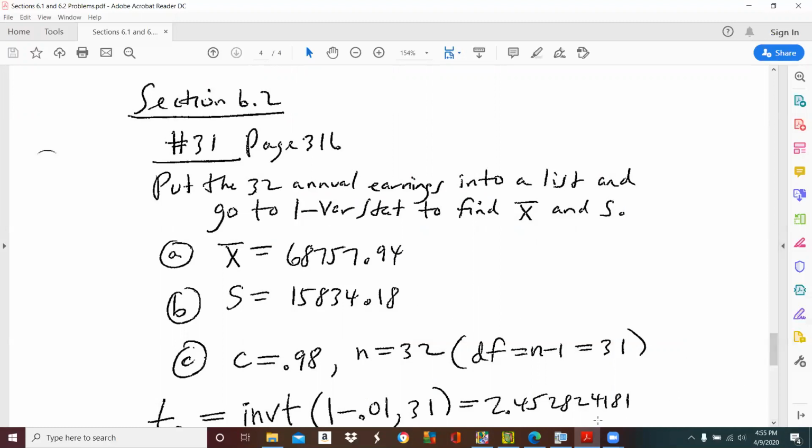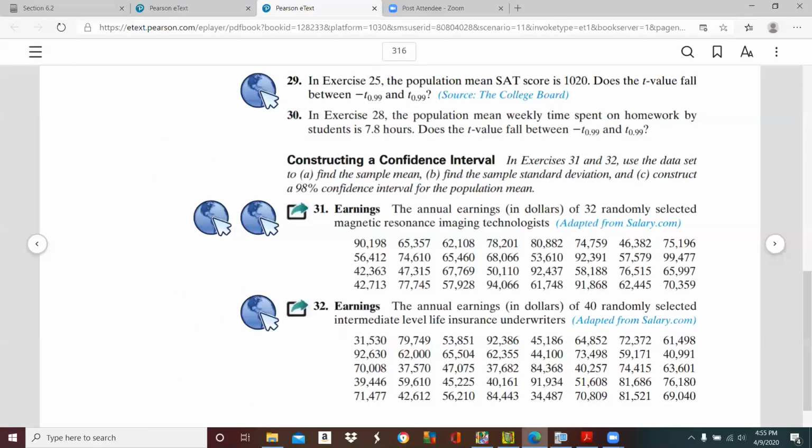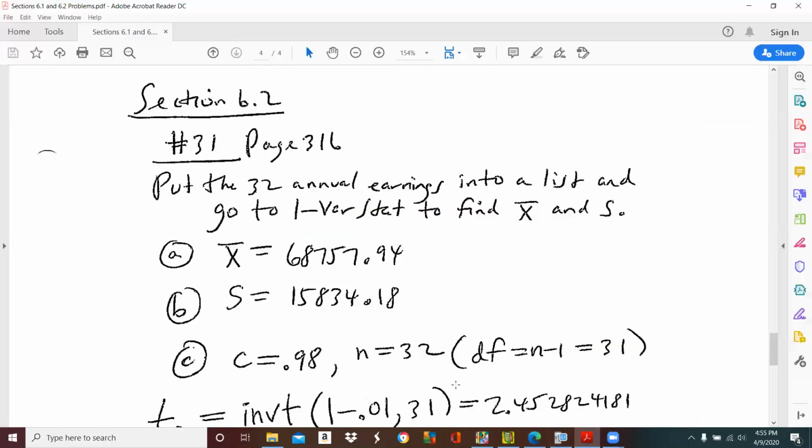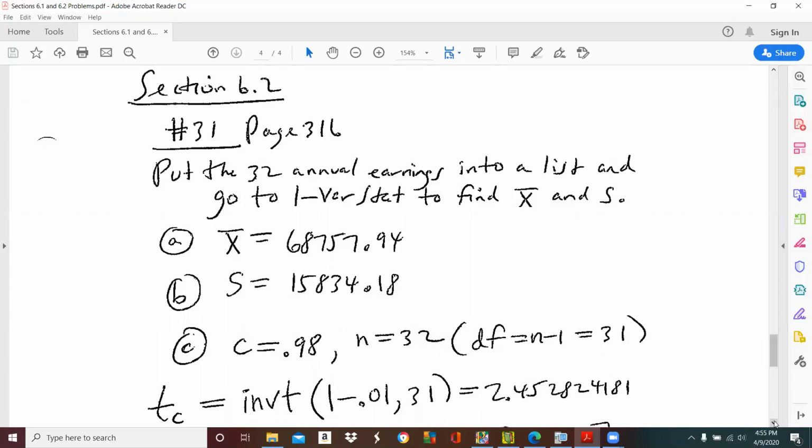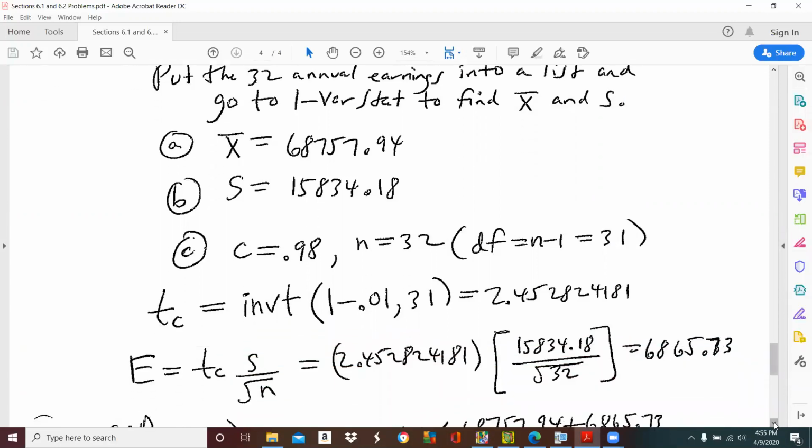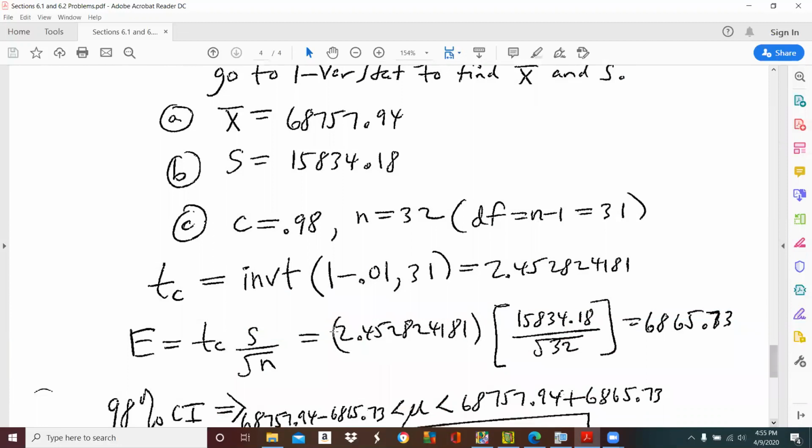Now, what is part C going to ask us for? Let's look at part C. Part C is asking us to construct a 98% confidence interval for the population mean. Our level of confidence is 0.98. n is 32. Degrees of freedom is 31. Now, because we don't know the population standard deviation, we must use this formula for the margin of error. Therefore, we have to find our critical value first. What's our critical value? Use inverse T.